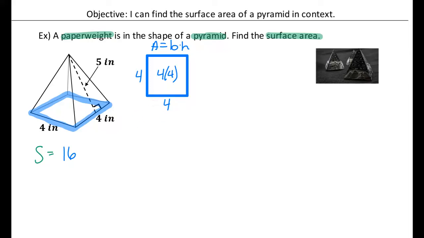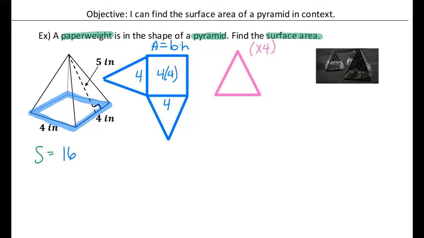If I were to draw the triangles on the side here, this triangle and this triangle, those are actually going to be equal, right? All 4 of the triangles next to the side of the square are going to be the same size, okay? So for this one, all 4 triangles are going to be exactly the same. So this time I have four of the same triangles, okay?